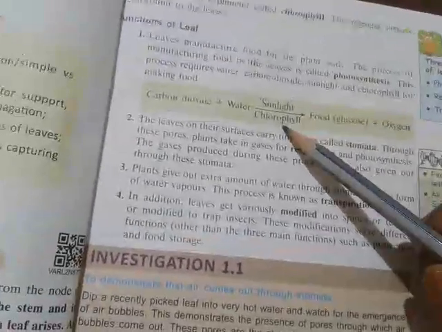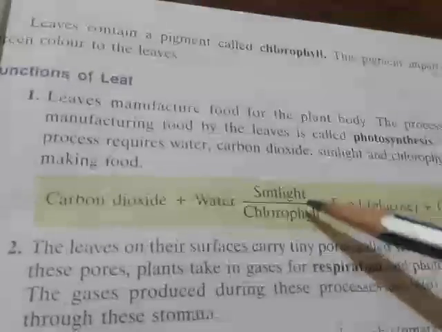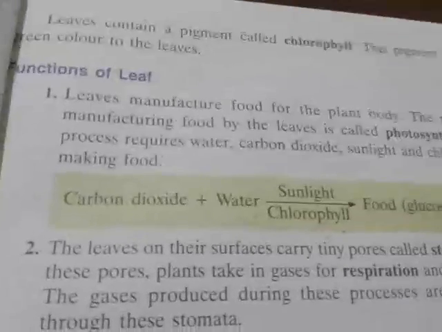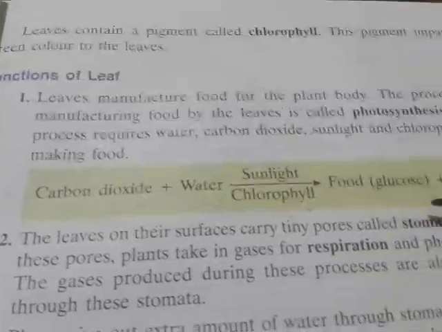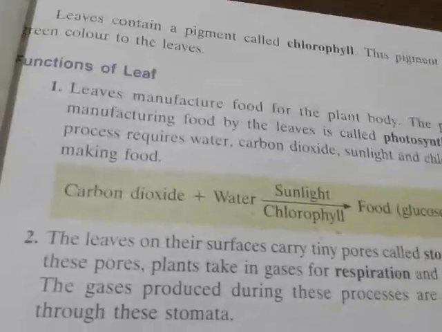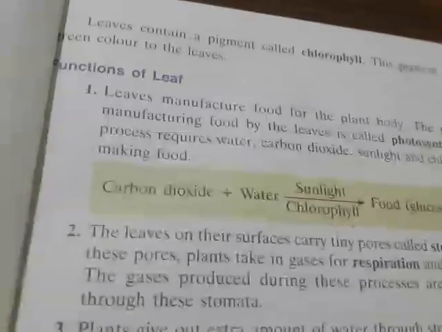So by photosynthesis, plants make oxygen and glucose by using carbon dioxide, water, sunlight, and chlorophyll. Suppose you write it like this: carbon dioxide, that is CO2, water, that is H2O, and sunlight, that is the photon, and chlorophyll, and after that you get glucose, that is C6H12O6, as we have learned from chemistry, and oxygen, that is O2.